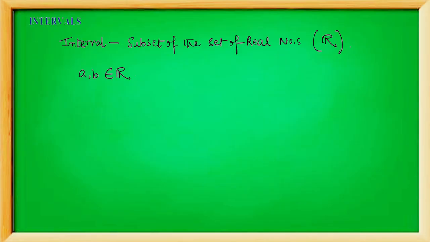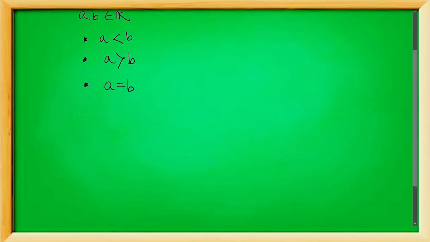So what are the three possibilities? Either A is less than B, or A is greater than B, or the third possibility is A equals B. So two real numbers can be such that one is less than the other or both are equal. So these are the three cases. For our convenience, let us take A less than B. Suppose A is 5 and B is 7. So obviously A is less than B.